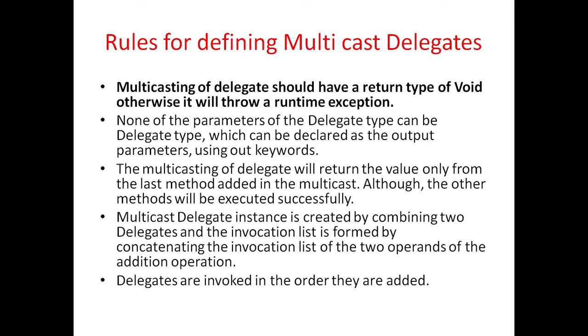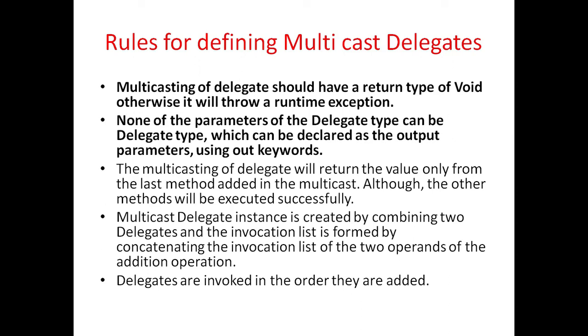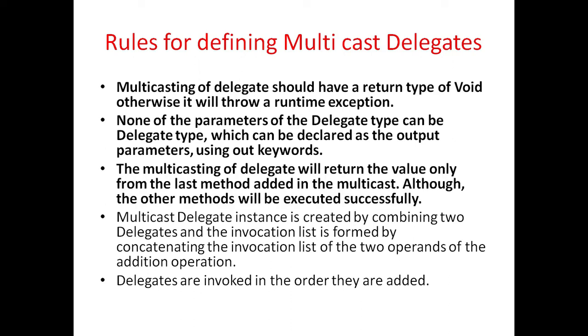Multicasting of delegate should have return type of void, otherwise it will throw a runtime exception. Parameters of the delegate cannot be of delegate type. They can be declared as the output parameter without using out keywords. The multicasting of delegate will return the value only from the last method added in the multicast, although the other methods will be executed successfully.